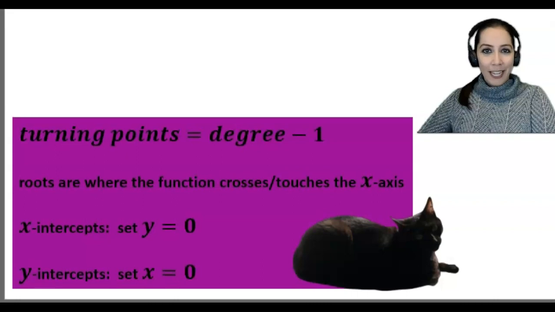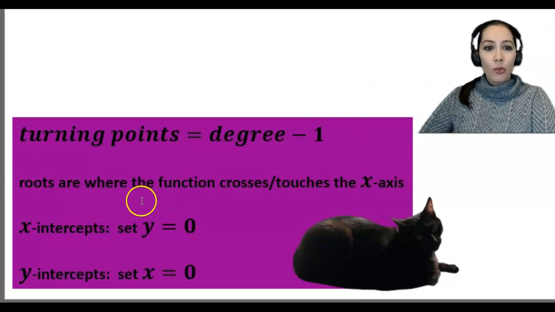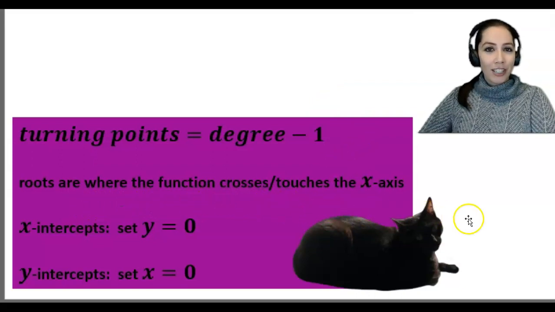Chloe is here with her latest tips and tricks. She wants you to know that turning points equals the degree minus 1. Roots are where the function crosses or touches the x-axis. X-intercepts is when you set y equal to 0, and to find y-intercepts, you set x equal to 0.